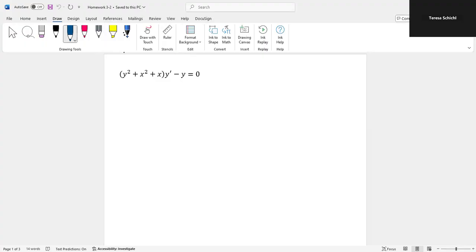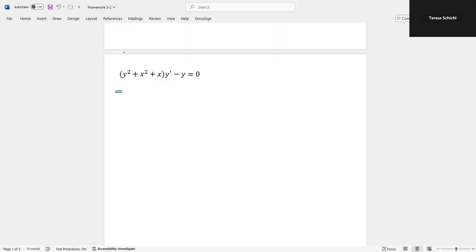Now I will tell you why I came up with the method I'm using here. This is y squared plus x squared plus x. I always like to change the y prime to dy/dx. I also move the y to the other side. When I first saw this problem, I saw the x squared, y squared, and the x, so I knew I probably needed to do some substitutions.